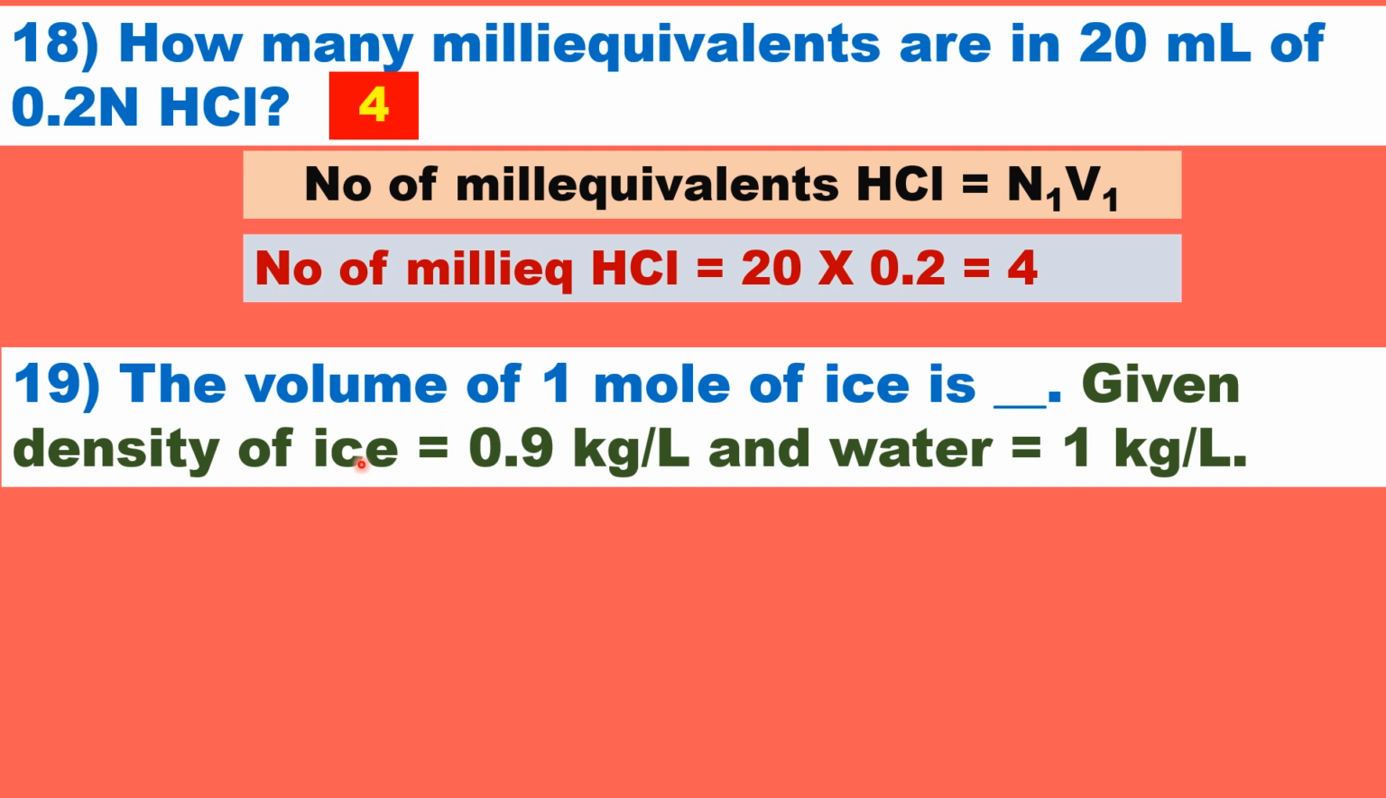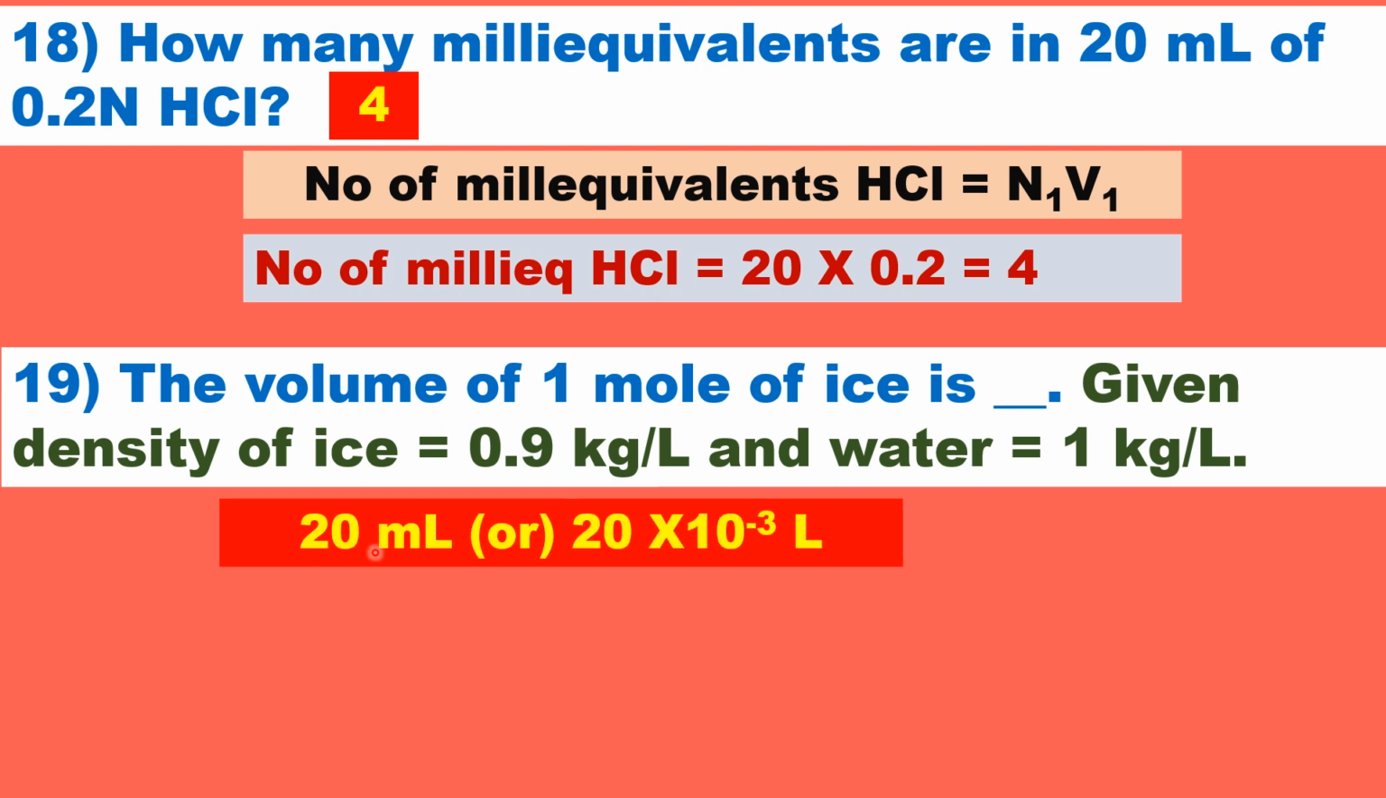Okay. So ice has less density than water, so ice floats on water. Why does ice float on water? Because it has less density than water. Suppose it had more density, then it won't float. The answer is 20 ml, or 20 into 10 power minus 3 liter, in terms of liter.